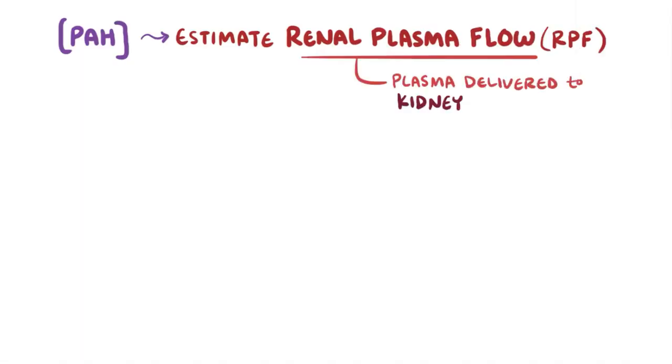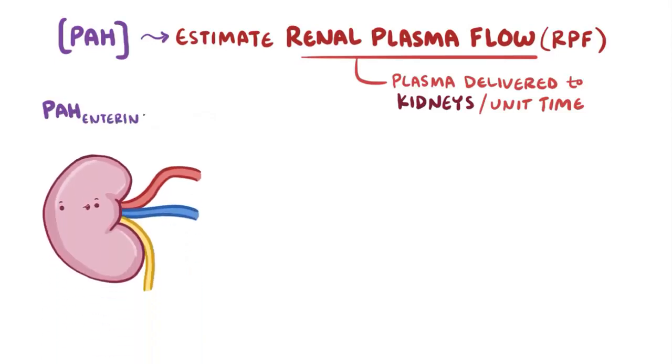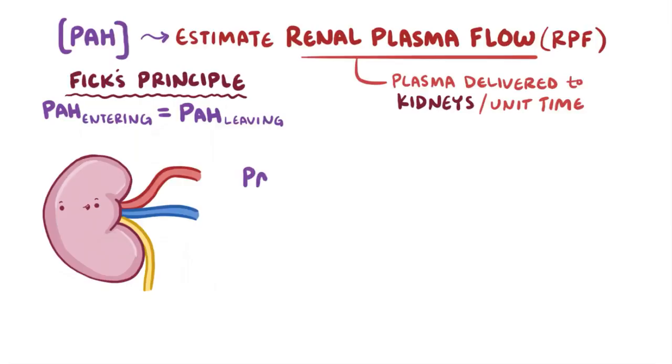Alright, so the reason that PAH matters is that it can be used to estimate the blood plasma reaching the kidneys per unit time. Just like any other substance that reaches the kidneys, the amount of PAH entering the kidney has to equal the amount of PAH leaving the kidney, and that's the Fick's principle. PAH enters the kidney through the renal artery, and there are two ways a substance could leave the kidney: either by leaving through the renal vein or by going into the urine.